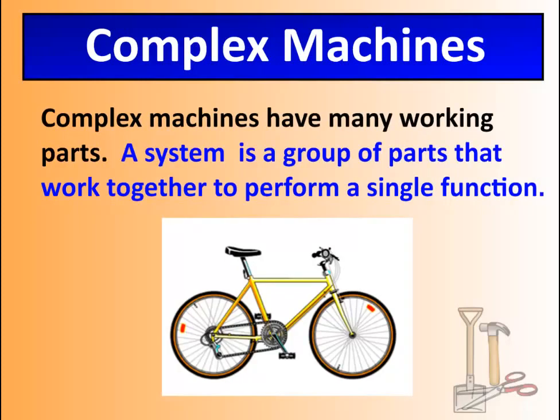And here's why. Now, a bike has many different parts and many different simple machines in it, and we're going to go through a few simple machines in here. But a bike is essentially a complex machine. It's made up of many different parts all working together to perform a single function. Now, that definition there is known as a system. A system is a group of parts that work together to perform one function, a single function.